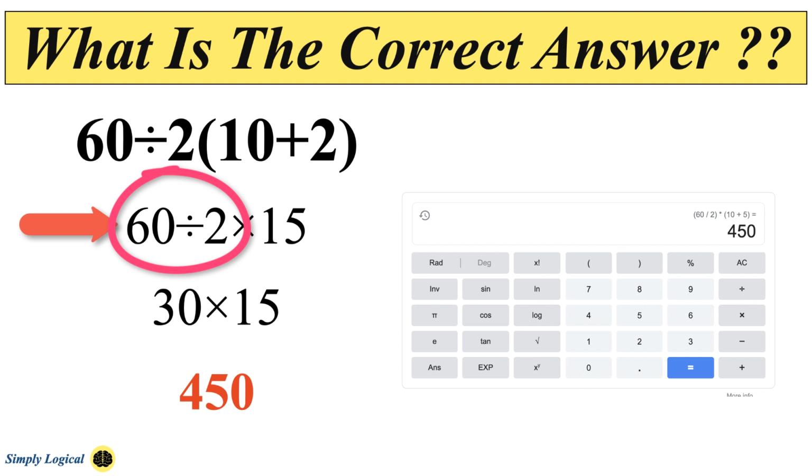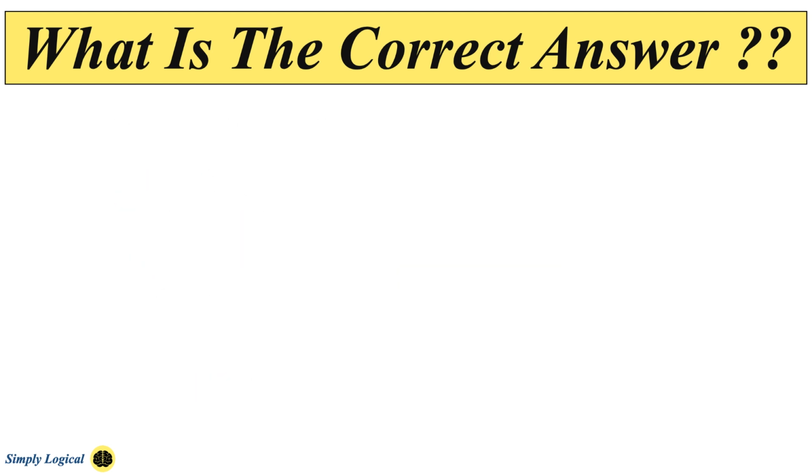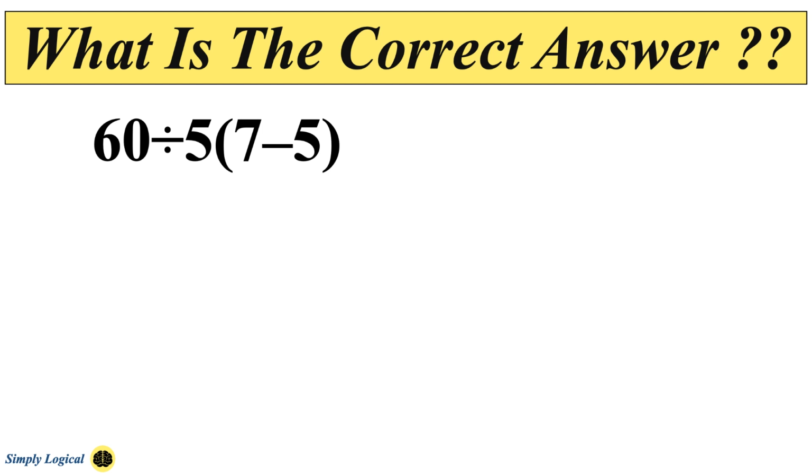So there is one more similar expression which went viral, that is 60 divided by 5 into (7 minus 5). This has to be solved exactly how I solved the other problem. Let's solve it for more clarity. So everyone is in agreement now about the first step. Simplify the subtraction inside the parentheses. So the expression becomes 60 divided by 5 into 2.